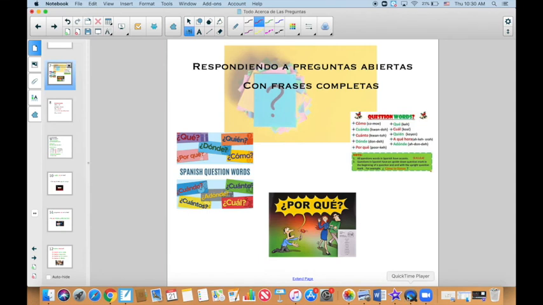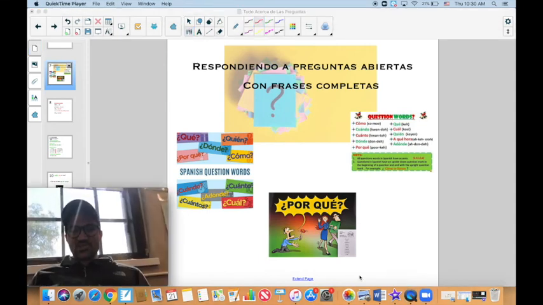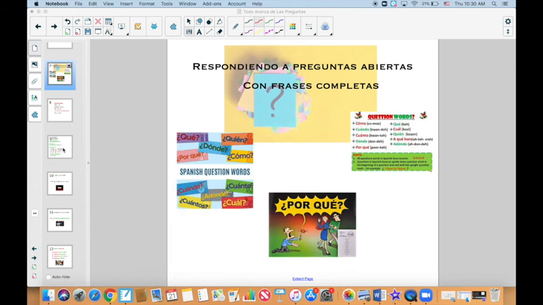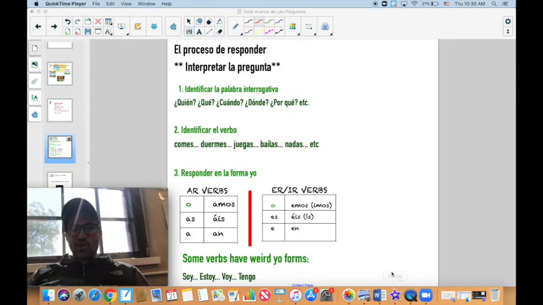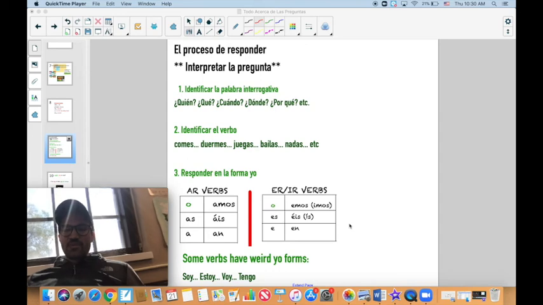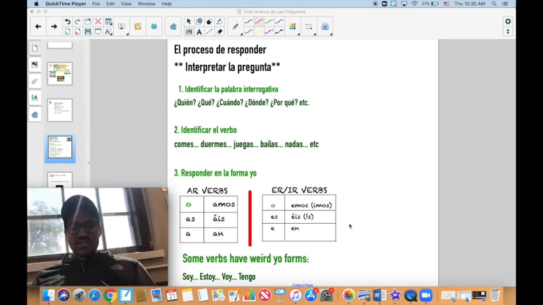Bien. I hope that this lesson has helped you determine different ways to respond to open-ended questions that are asked in the tú form by, again, coming up with the structure for responding in the yo form. See? So if you have any preguntas, any questions, please email me or give a call, and I can respond to your questions specifically.